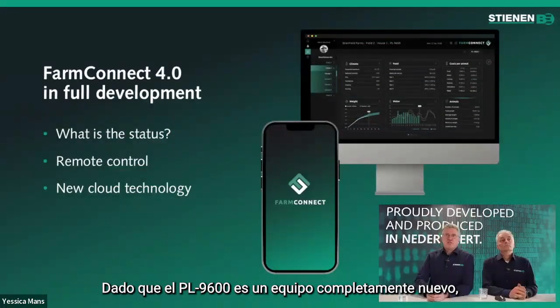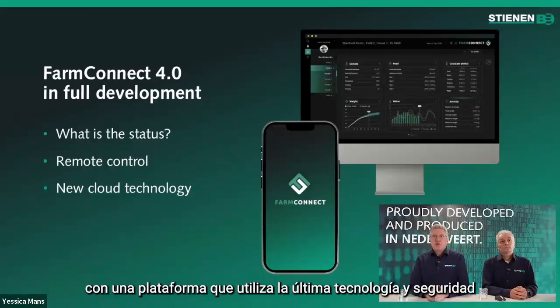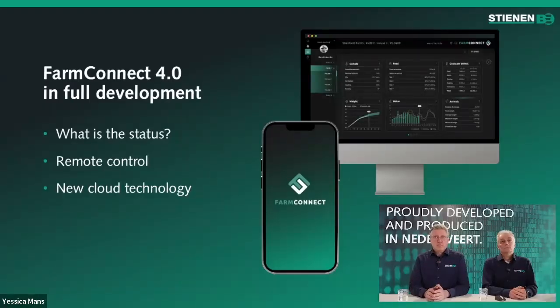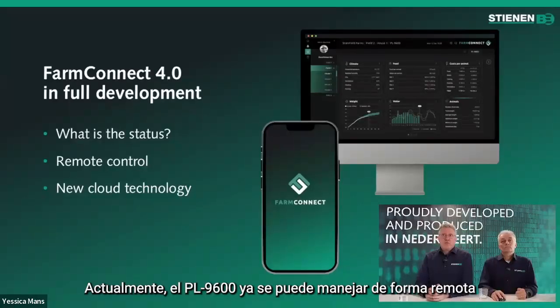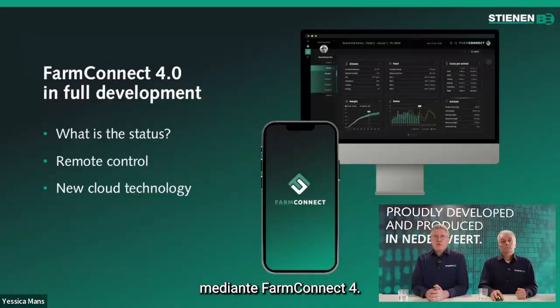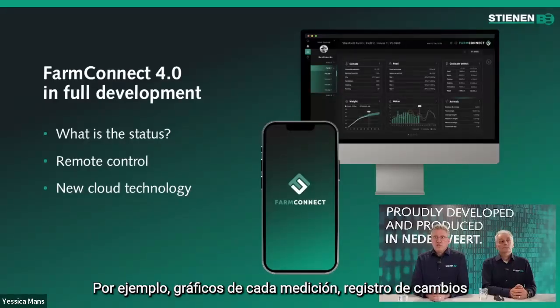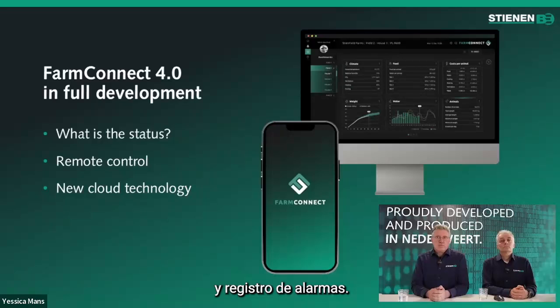Because the PL-9600 is a completely new platform that uses the latest technology and security technology to communicate with the cloud, Farm Connect 4 is being developed. The current status of Farm Connect 4 is that the PL-9600 can already be operated remotely. As a result, many of the functions of Farm Connect 2 are already available in Farm Connect 4, such as the graphs for each measurement, the change log, and the alarm log.